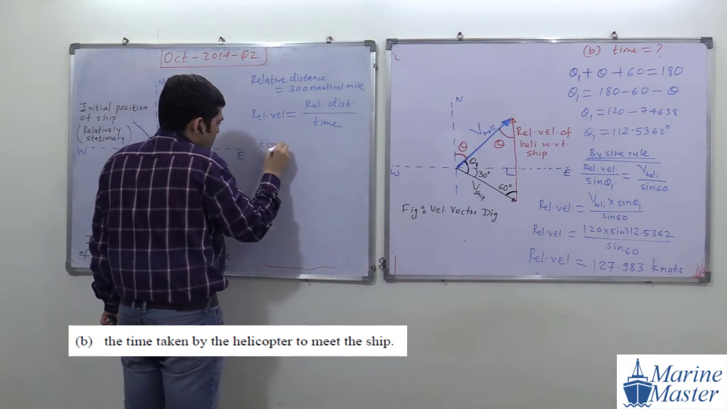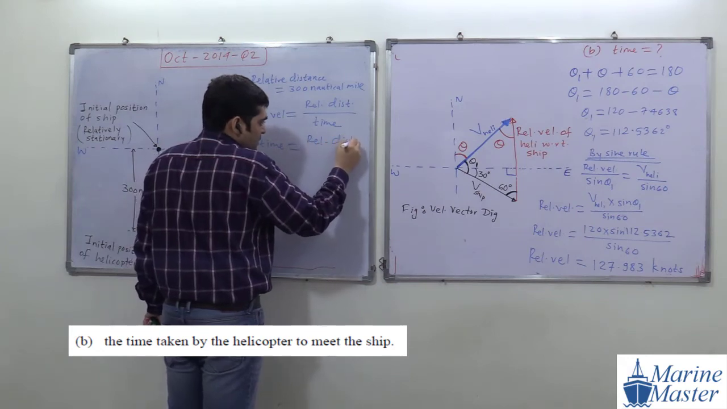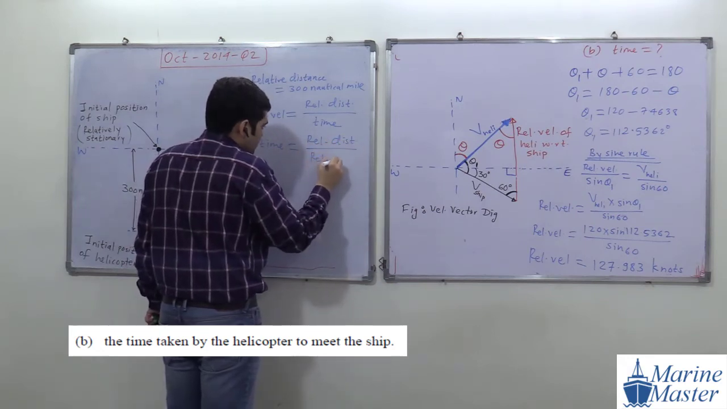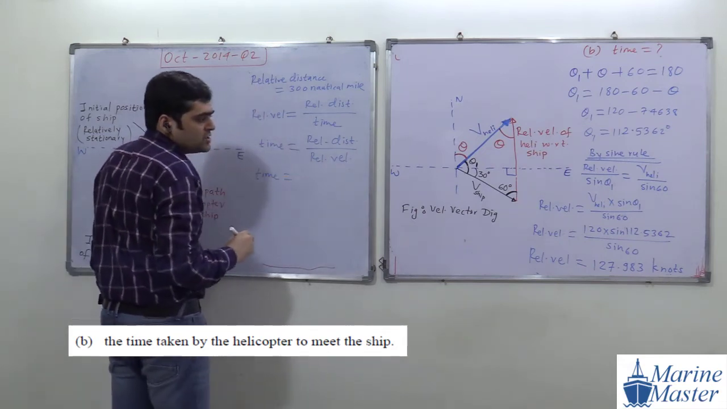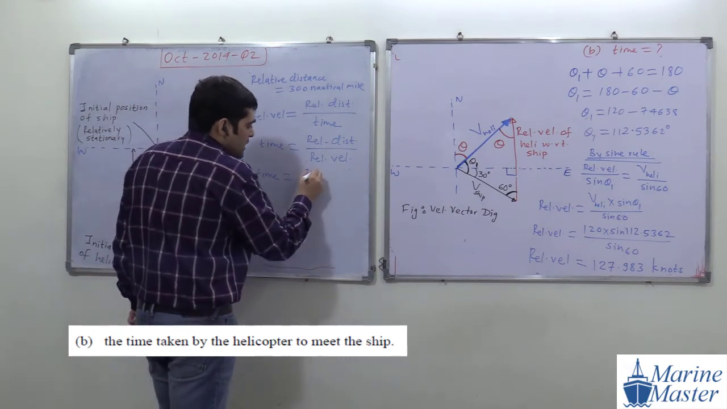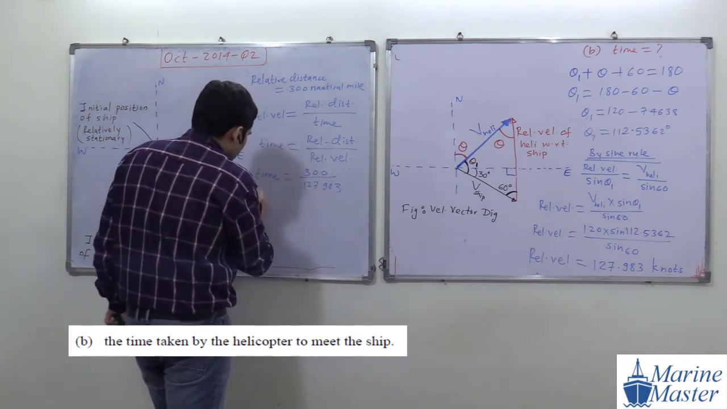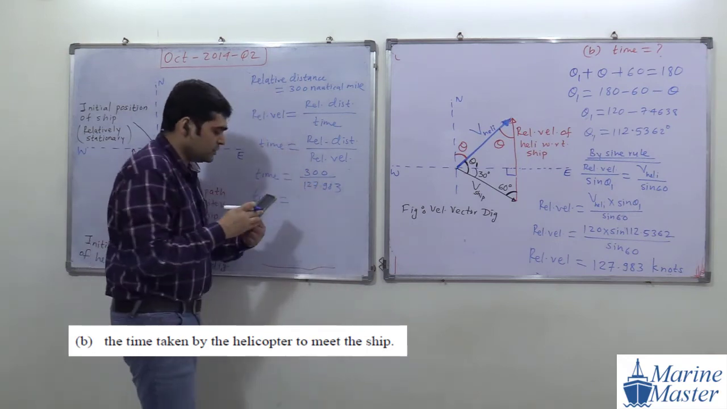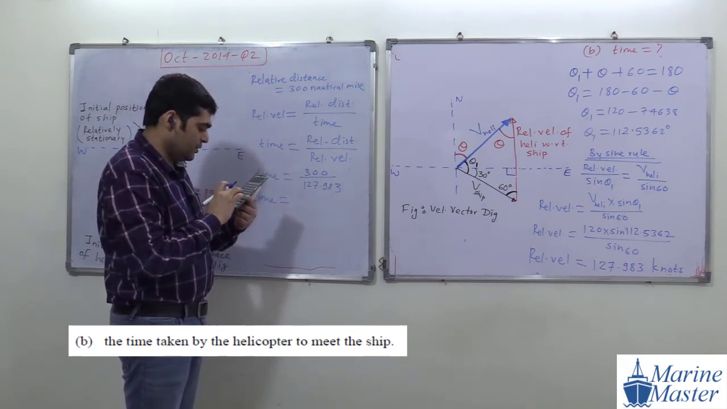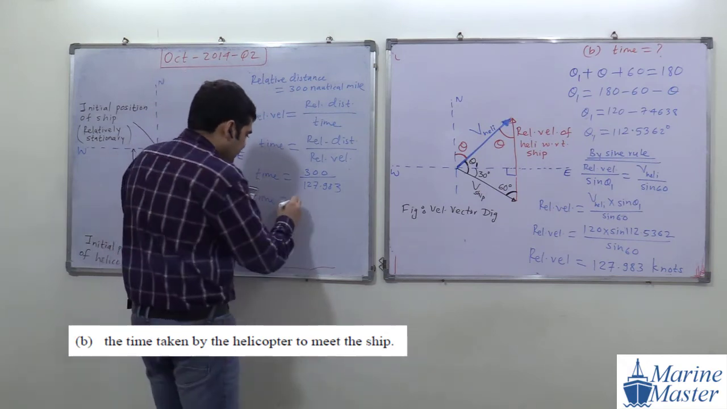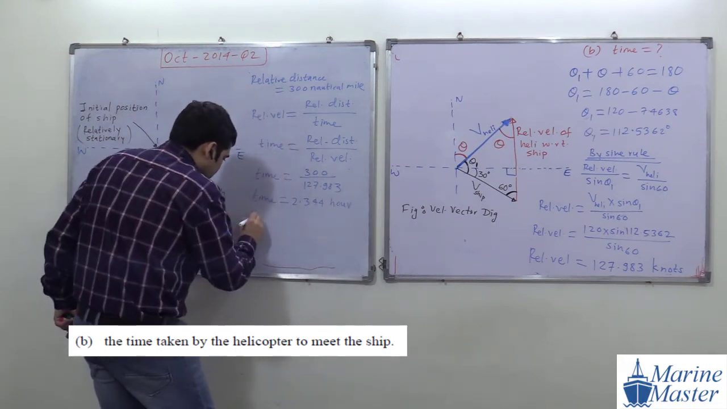So time will be equal to relative distance divided by relative velocity. What will be the relative distance, everyone? 300 divided by 127.983. Please everyone do the calculation for time. So 300 divided by 127.983. How much value are we getting? 2.344 hours.